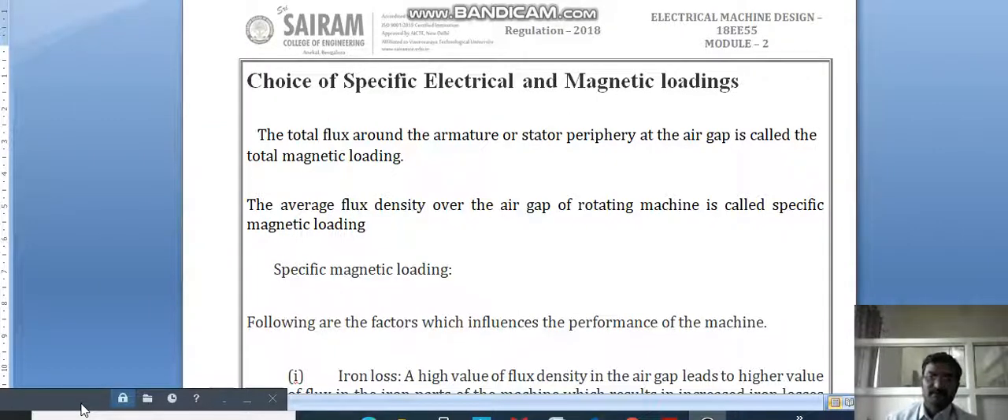So we now know the total flux around the armature is the total magnetic loading, and the average flux density over the air gap of a rotating machine is called the specific magnetic loading. Why should we go for a specific magnetic loading, should it be maximum or minimum, what should it be for a particular machine? Those are the things we are going to see. When we go for a high value of specific magnetic loading, what will happen? Let's see.